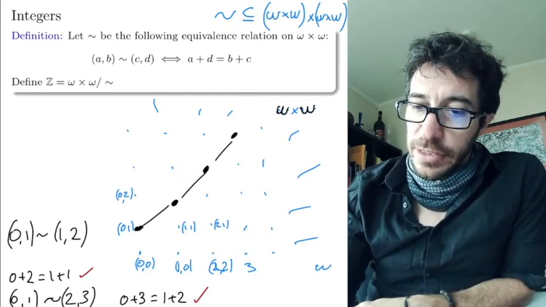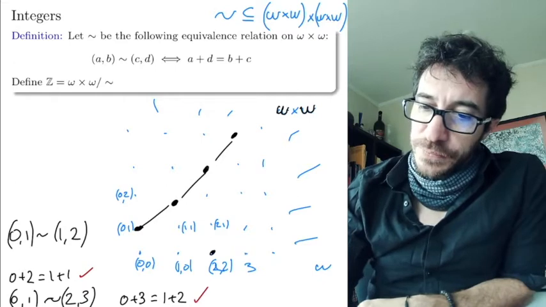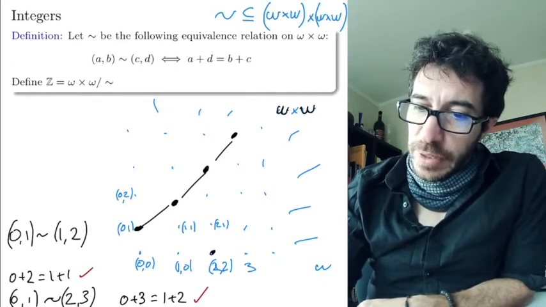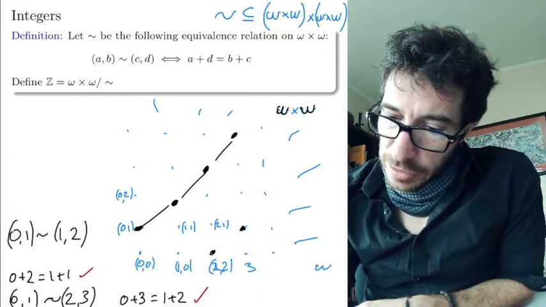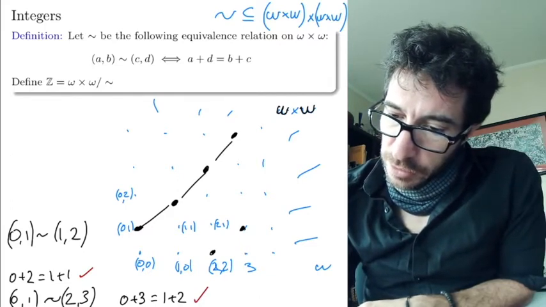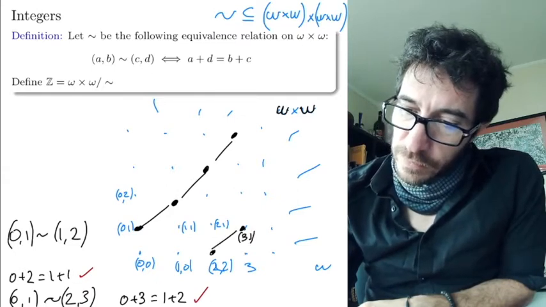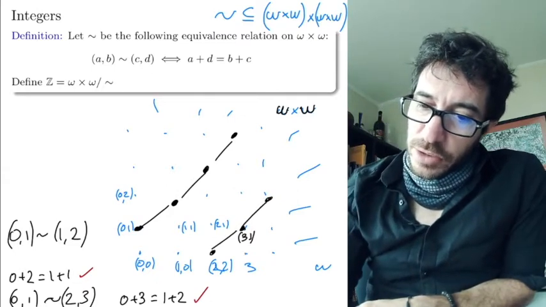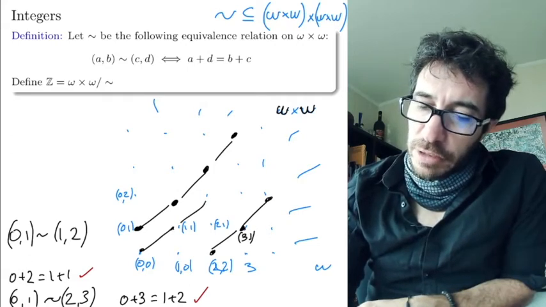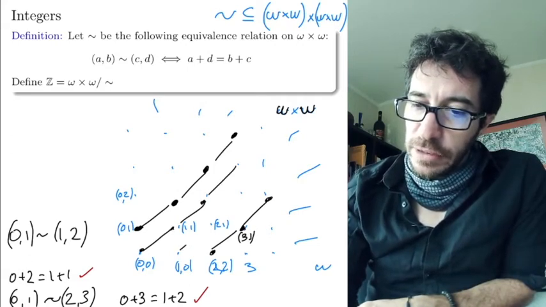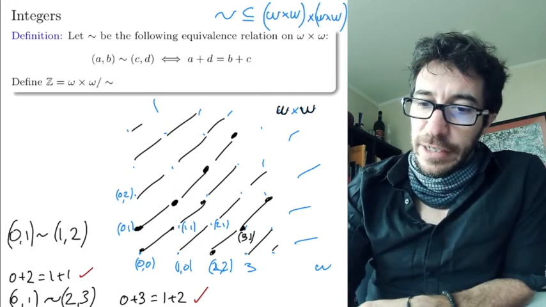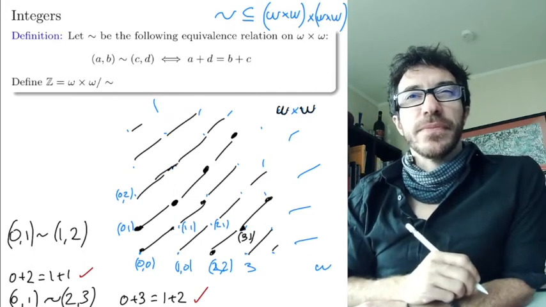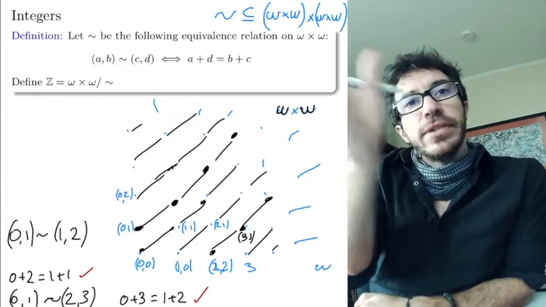If you look at, let's say, (2, 2), it's going to be equivalent to this one up here, which is (3, 3), and equivalent to that one. (0, 0) is going to be equivalent to (1, 1). It's going to be equivalent to (2, 2). All of these are equivalent. And all these lines are the equivalence classes. So each equivalence class corresponds to one of these diagonals.